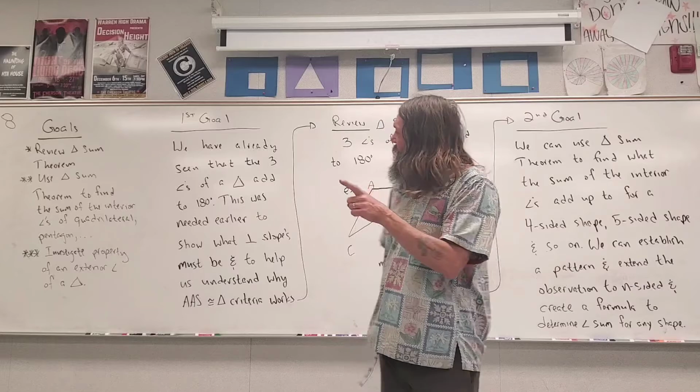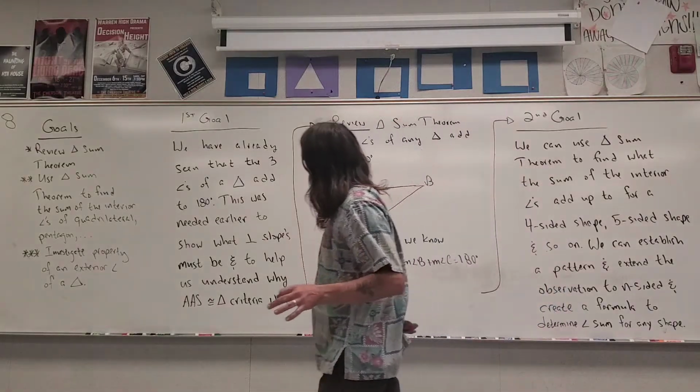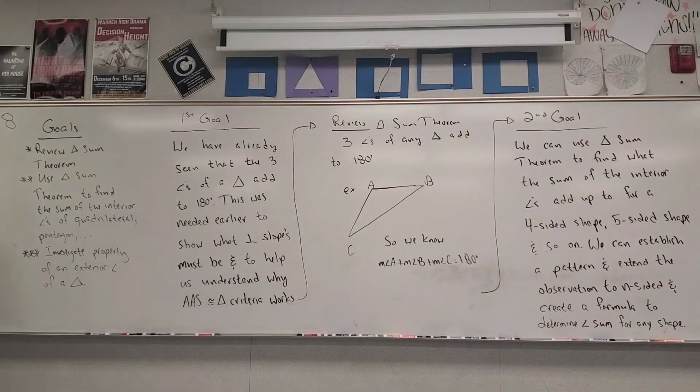But what I am sure of are our 3 goals for today. Our first goal is going to be to review the Triangle Sum Theorem. Our second goal is going to be to use the Triangle Sum Theorem to find the sum of the interior angles of a quadrilateral, pentagon, hexagon, etc., etc. 4-sided shape, 5-sided shape, 6-sided shape, etc., etc. And our third and final goal is going to be to investigate the property of an exterior angle of a triangle. Alright, so let's just jump right into our first goal here.